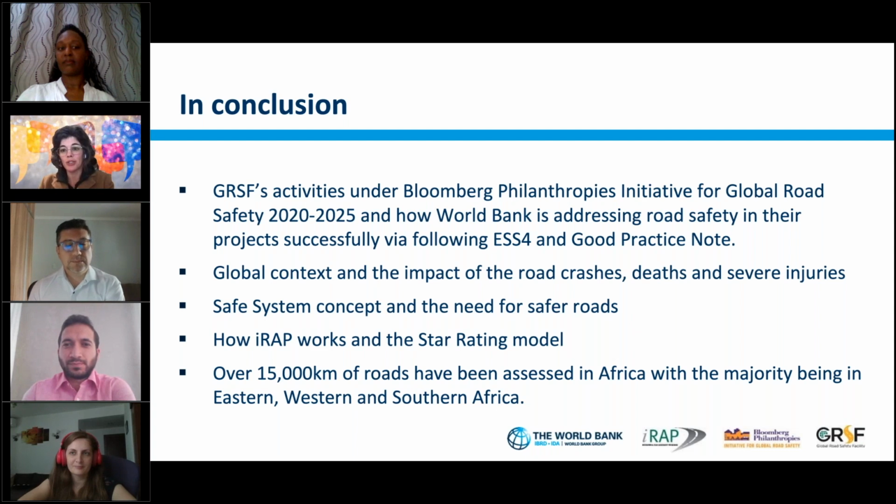And in conclusion, Rachel brought to us that over 15,000 kilometers of road have been assessed in Africa, with the majority being Eastern, Western, and Southern Africa. In a sense, African roads assessed rate over 75% of travel being on high risk 1-star and 2-star roads. So Rachel showed us that through the iRAP methodology, we can readily identify where the highest risks are, as she emphasized in the end. She says, armed with this information, we are able to systematically prioritize the improvements of our road infrastructure along these high-risk roads.